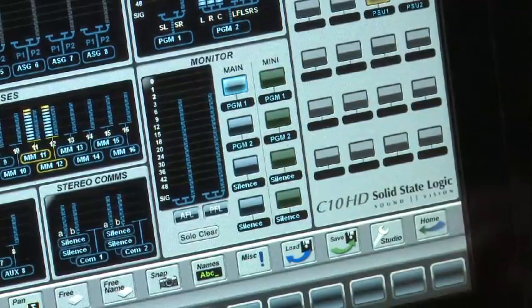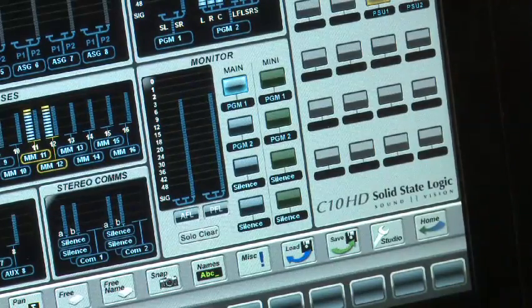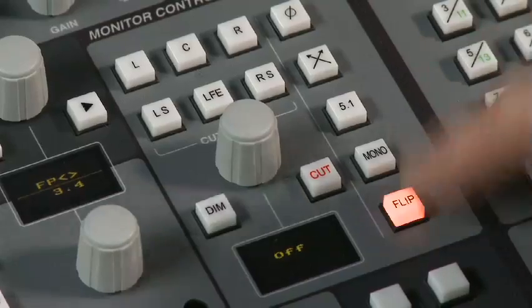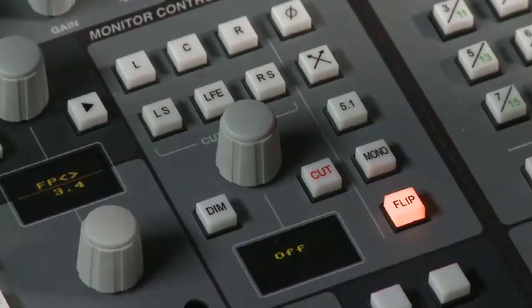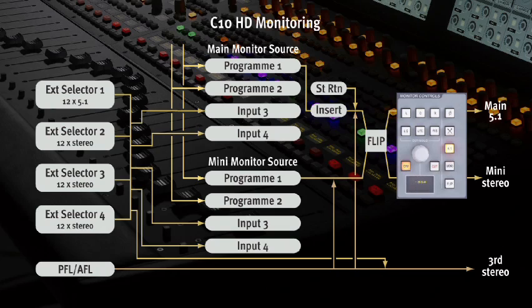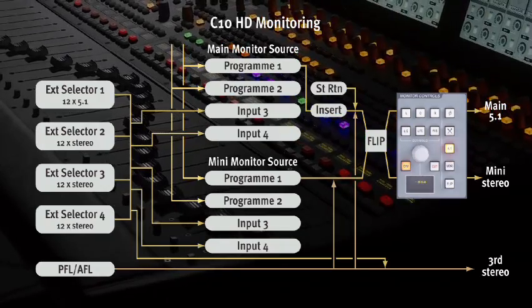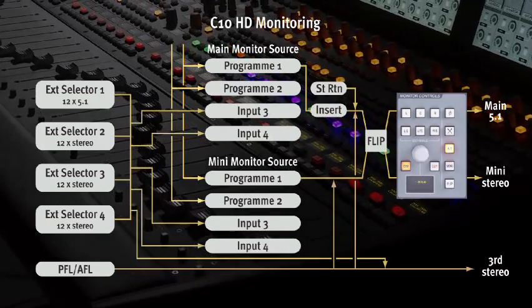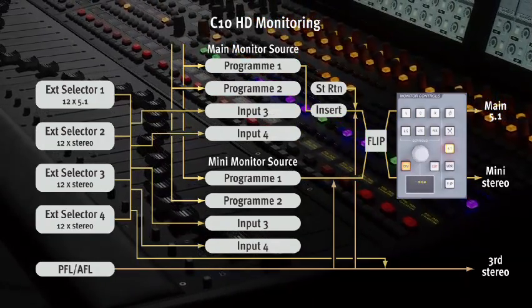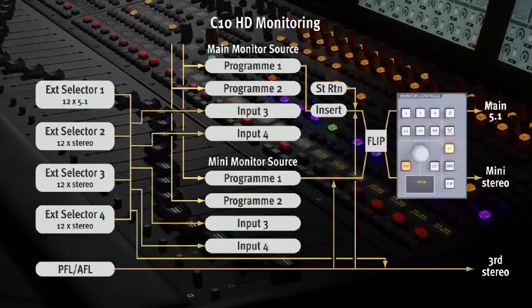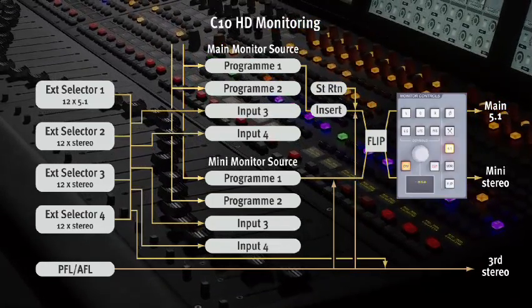To use the second monitor output as a set of near-field monitors, the flip key routes whatever source is on the main monitor output to the secondary monitor output. If a source is already assigned to the secondary monitor output, flip reverses this routing. The secondary monitor output source is heard on the main monitors and vice versa.